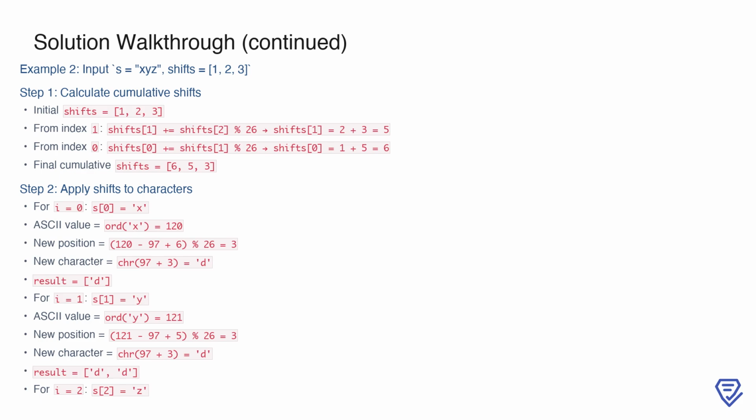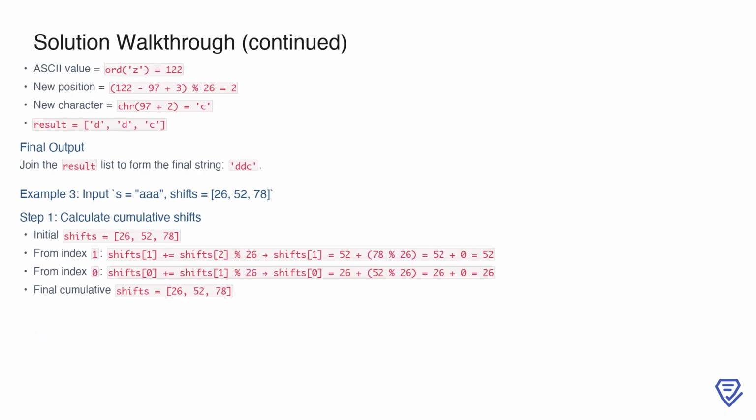Now, we apply these shifts to the string. For the first character, X, the ASCII value is 120. Adding the shift of 6 and taking modulo 26 gives a new position of 3, which corresponds to the character D. The result list becomes D. For the next character, Y, with an ASCII value of 121, adding the shift of 5 gives a new position of 3 modulo 26, which is also D. The result list is now D, D.